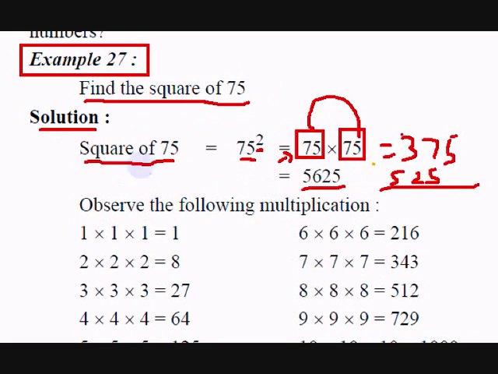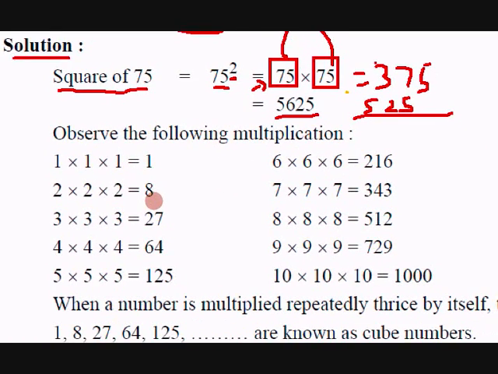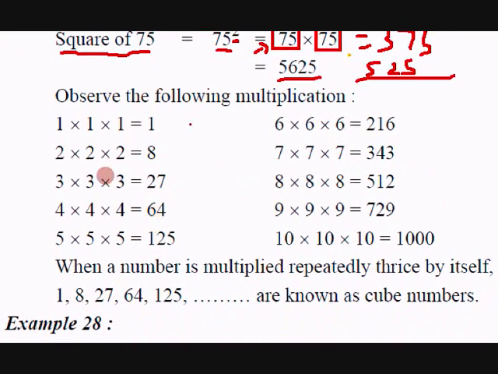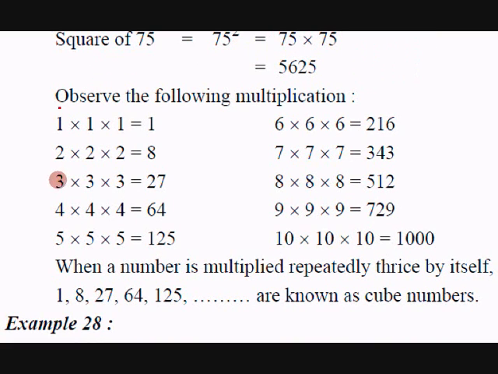So observe the following numbers. 1 multiplied by 1 multiplied by 1 equals 1. 2 into 2 into 2 equals 8. 2 2s are 4, 4 2s are 8. 3 into 3 into 3 is 27. 3 into 3 is 9, 9 3s are 27. 4 into 4 is 16, into 4 is 64. 5 into 5 is 25, into 5 is 125.